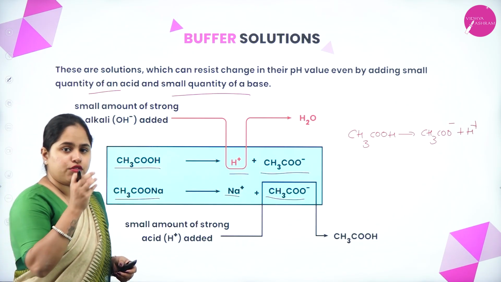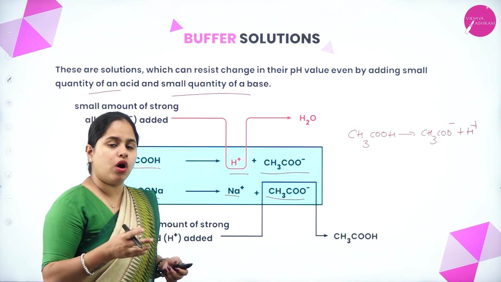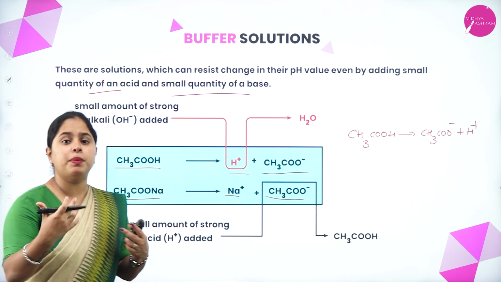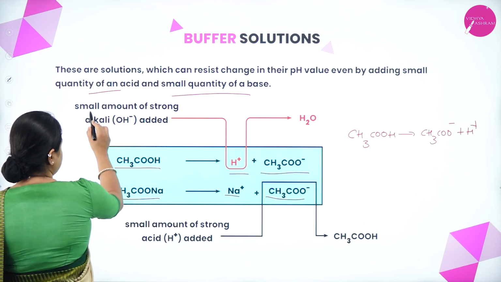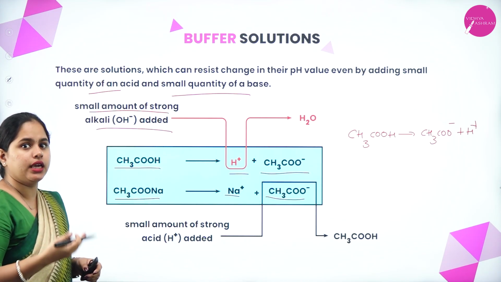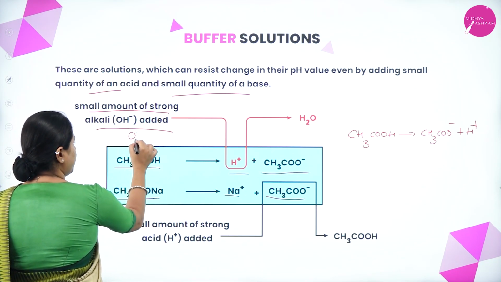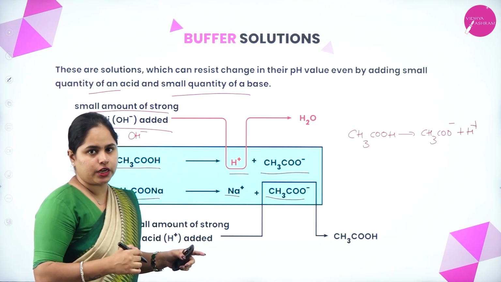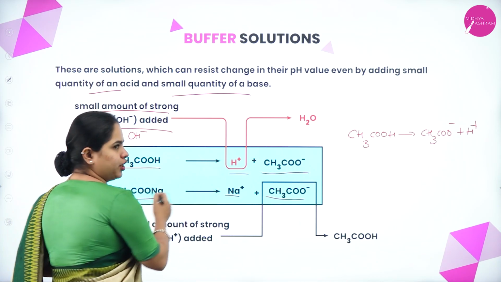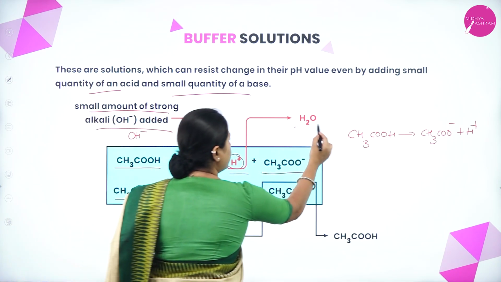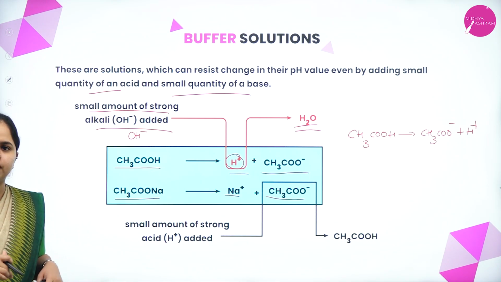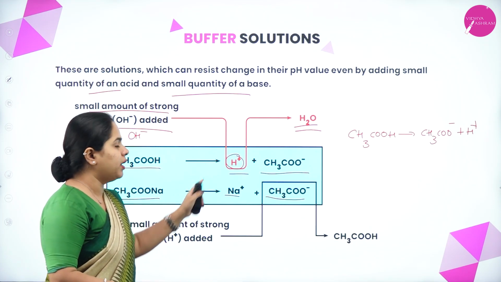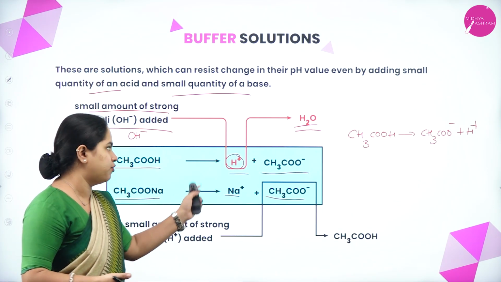So now what did we say? If you are adding a small amount of acid or base, what will happen? Some reaction will take place in the buffer solution itself and it will neutralize this effect so that the pH value will not change. For example, let us say a small amount of strong alkali is added. That means we are adding a base, a little amount of OH minus. What happens? The acetic acid has dissociated into H plus and CH3COO minus, right? So the OH minus which is added will combine with this H plus and form water, right? So if it is forming water, of course the pH will not change, right? Because the extra OH minus which is added formed a reaction with H plus and forms water.